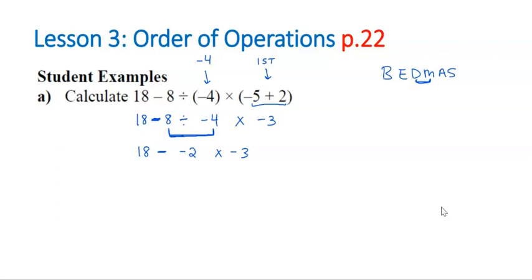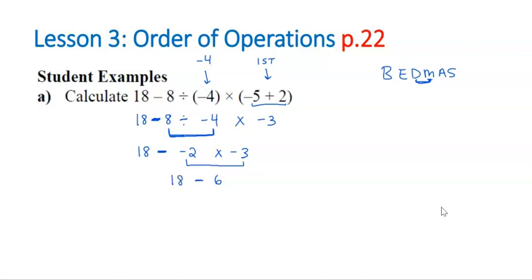because I need to assess my operations. I have 18 minus a negative 2 times a negative 3. I have subtraction and I have multiplication. BEDMAS tells me that I have to do multiplication before subtraction. So I am going to multiply negative 2 times negative 3, and that gives me a result of a positive 6. And then I can copy the 18 and the minus sign.